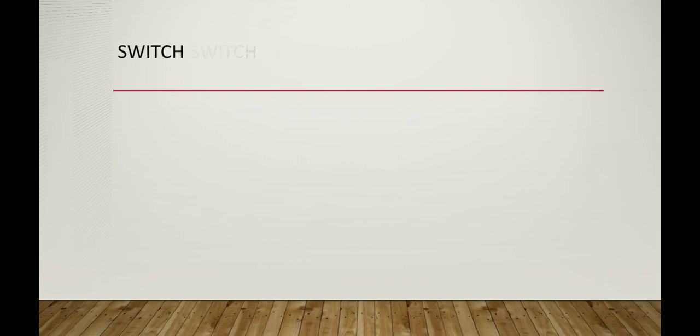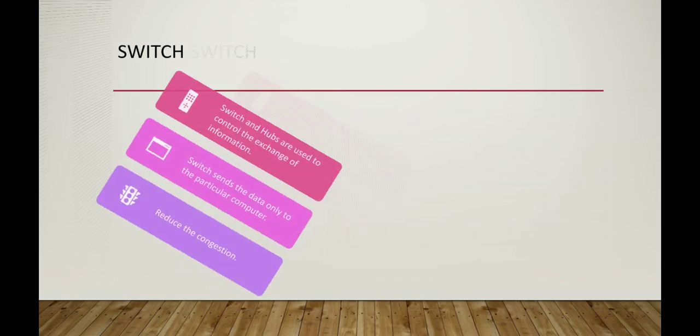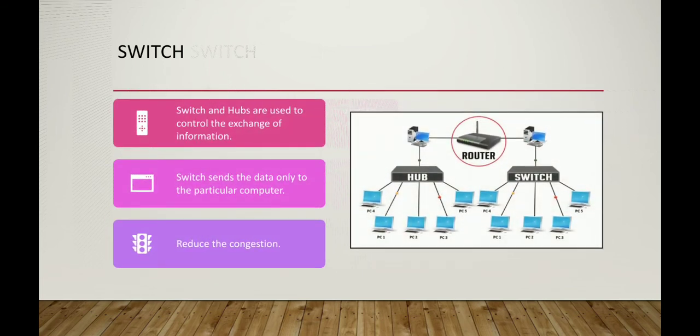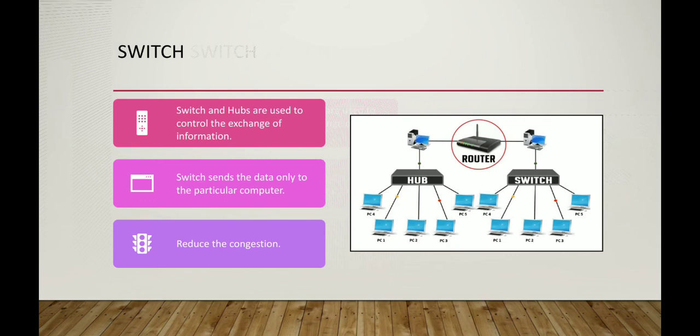Switch. Hubs and switches are used to control the exchange of information between computers in a network, but they don't work in similar ways. Hub transfers copies of information it gets to all the computers in the network. The network will become congested. But a switch sends the data only to the particular computer to which it should be sent. As a result, the congestion in the network is significantly reduced.